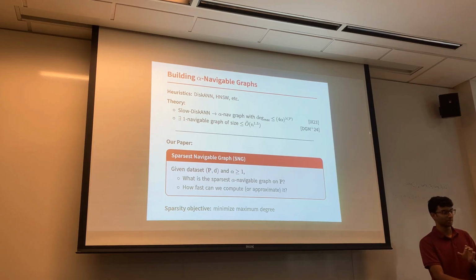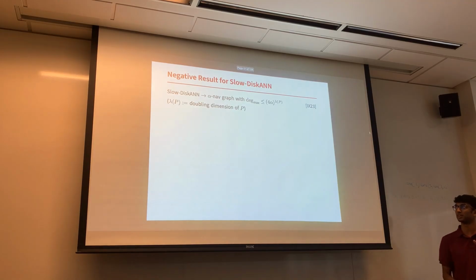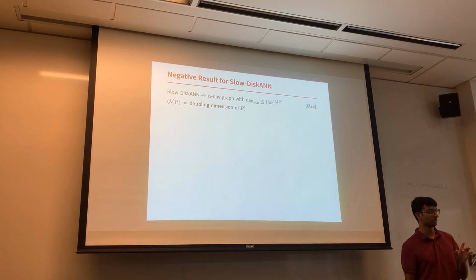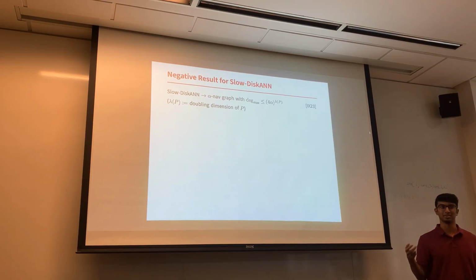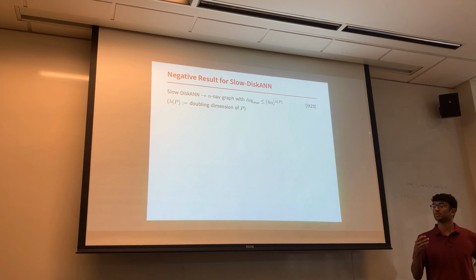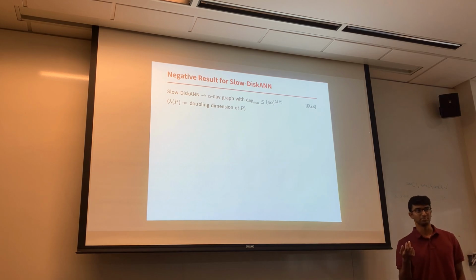All right. So the first way we applied our framework was actually to give a negative result. In the previous slide, I mentioned that there was this paper by Erik and Shu that showed that this particular algorithm called slow disk ANN, I'm not going to go into the details, always gives you an alpha navigable graph whose maximum degree is roughly at most alpha to the power of the doubling dimension of your point set. Doubling dimension is just some notion of dimensionality for general metric spaces.